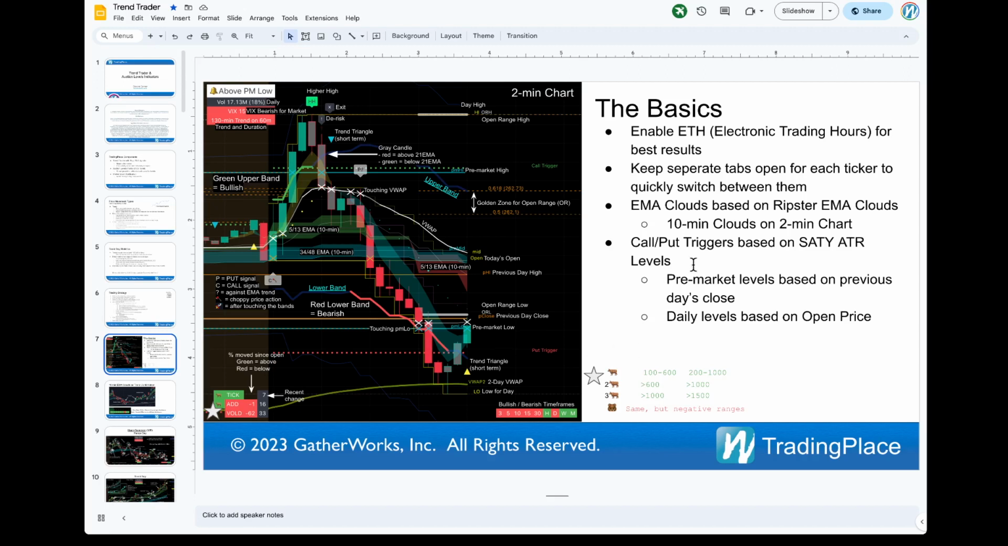And then on the second indicator, we have the call put triggers that's based on the Saty ATR levels. But his levels are always based on the previous day's close. So for pre-market, we use the same previous day close just like he does, but when the market opens, we adjust it based on the open price. I find that works much better for day trading.